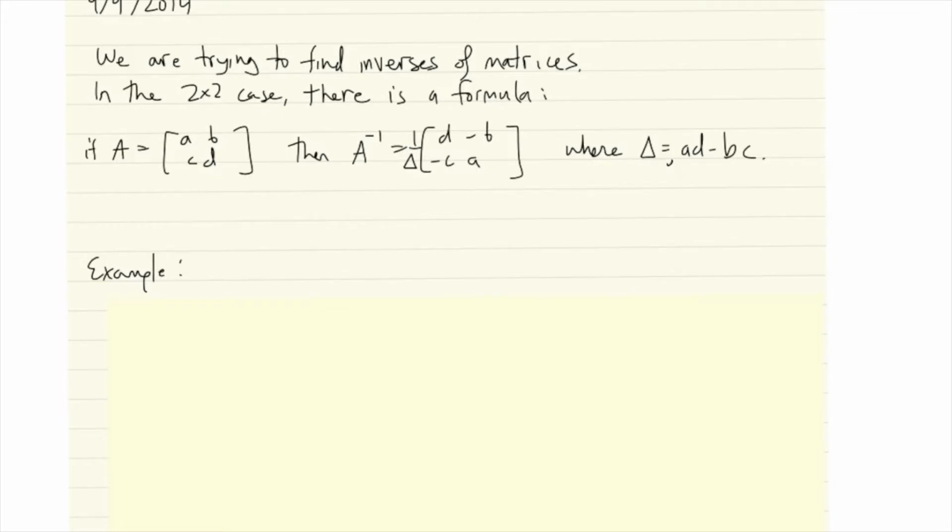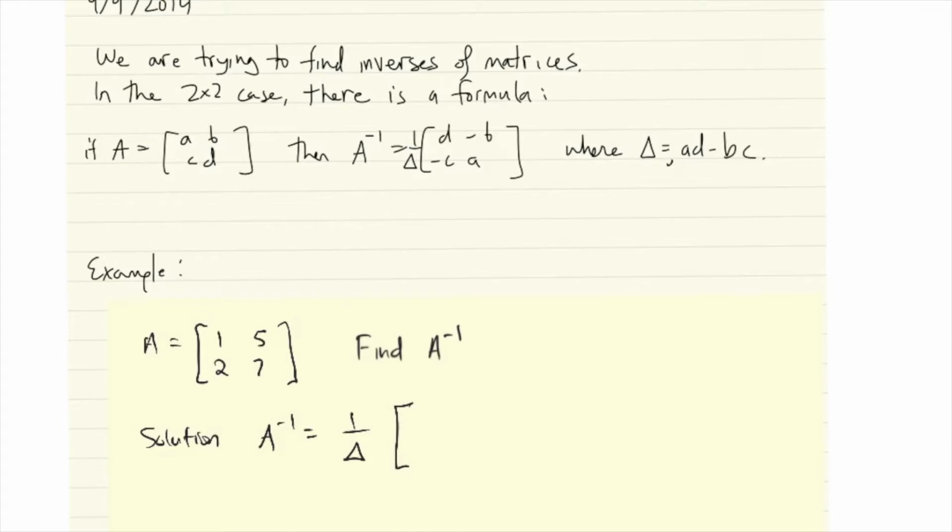Let's do an example. Let's take A to be the matrix 1, 5, 2, and 7. The question is to find the inverse, and we'll simply use this formula. A inverse is 1 over the determinant, and you switch the diagonal terms and put negative signs on the off diagonal terms.